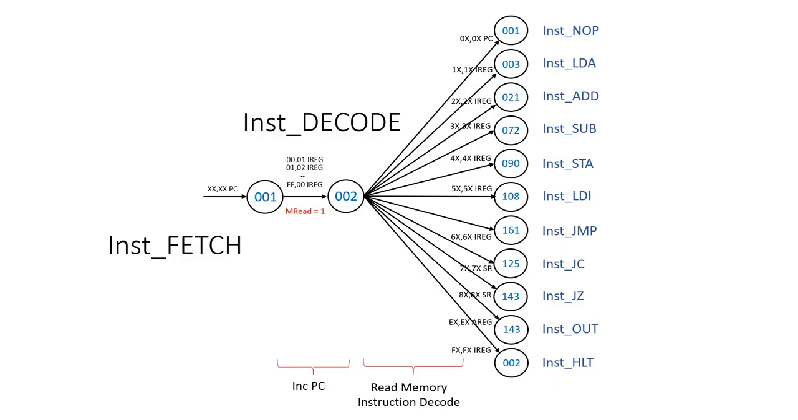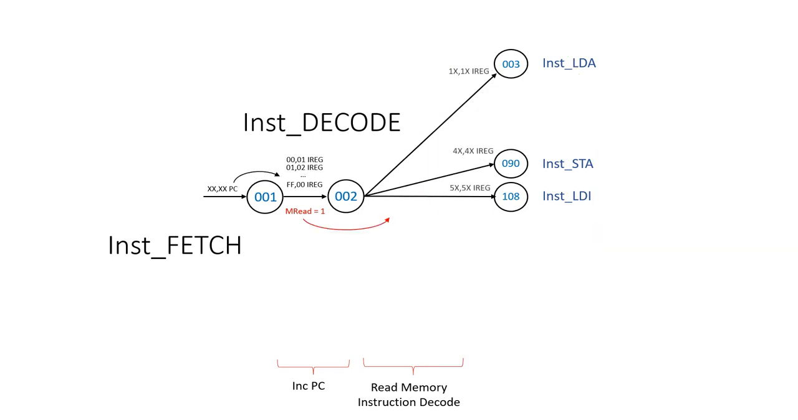Just a recap, we increment the program counter, we read that value from main memory and put it into our instruction register, and then we jump to a state machine that represents that instruction. Let's start with load and store. The X's in all these arc labels mean that we don't care what's in the lower 4 bits. To go down the LDA pathway, it means that the value we read from main memory contained a 1 in the upper 4 bits. The lower 4 bits contains an address. So we read it from main memory and we store it in our iReg.